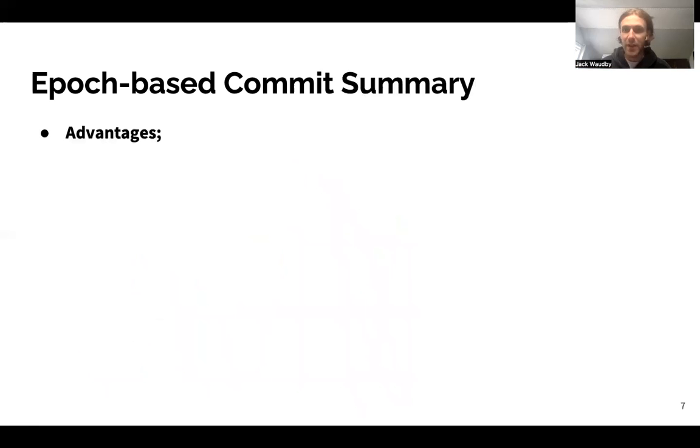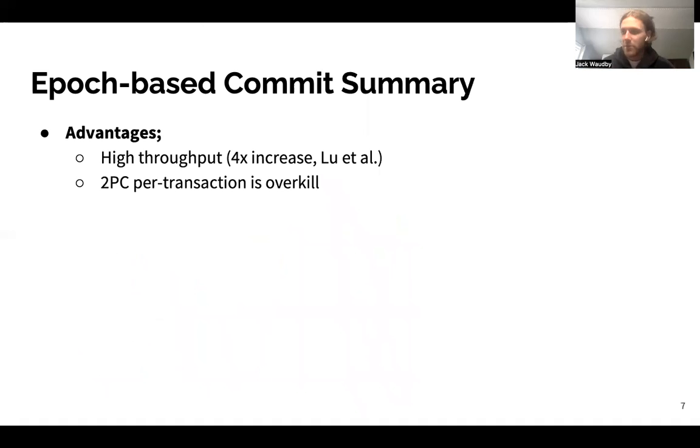Now, this approach has one key advantage, and that is that we get a higher throughput compared to the conventional approach of executing 2PC per transaction. In fact, we get up to a 4x increase, as was demonstrated in the original VLDB paper. The general observation here is that 2PC per transaction is overkill. However, there are some disadvantages, right? There's always a trade-off with these things. So what are the trade-offs here?